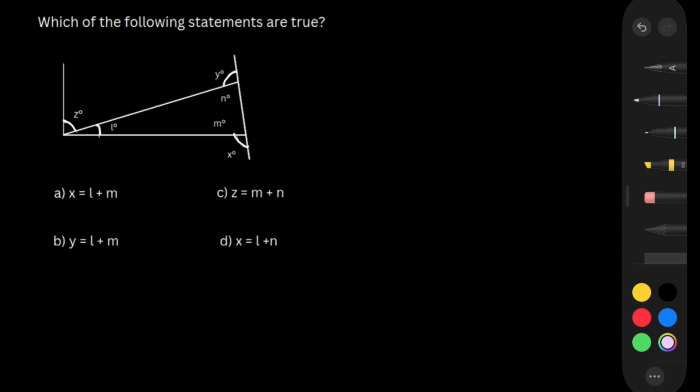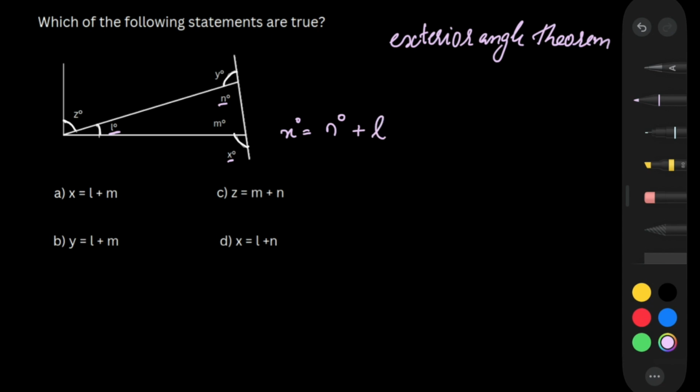Now, according to the exterior angle theorem, an exterior angle, such as x in this case, is equal to the sum of the two non-adjacent interior angles. So for x, that would be x degrees is equal to the two non-adjacent interior angles, which is N and L. That is option D.